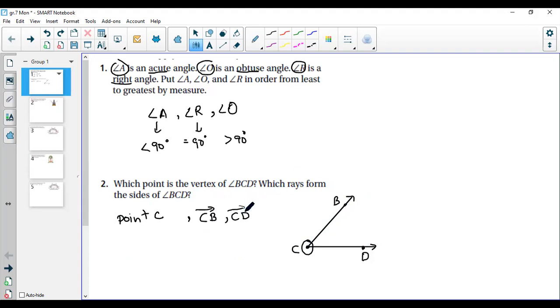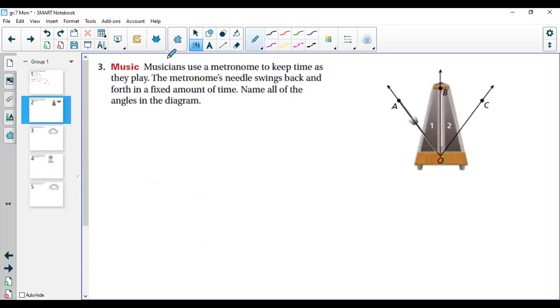So, these are the two rays. One ray, this is the second ray, ray 1, ray 2. So the first ray is CB and the second ray is CD. It's easy. Okay, number 3.